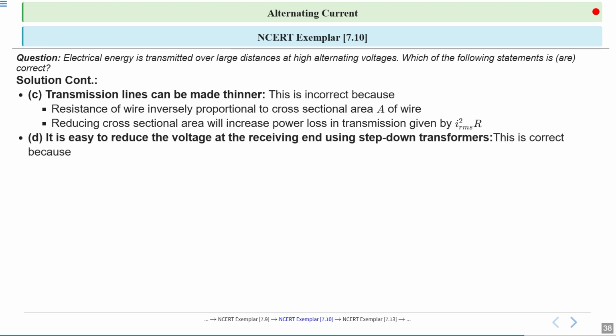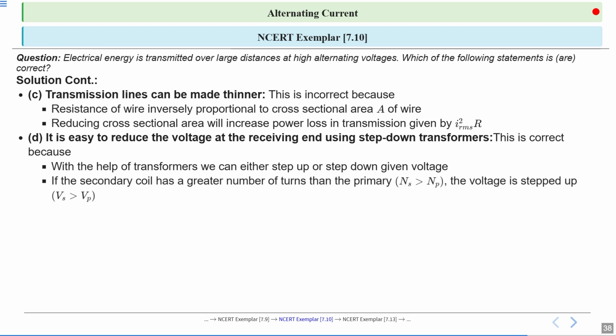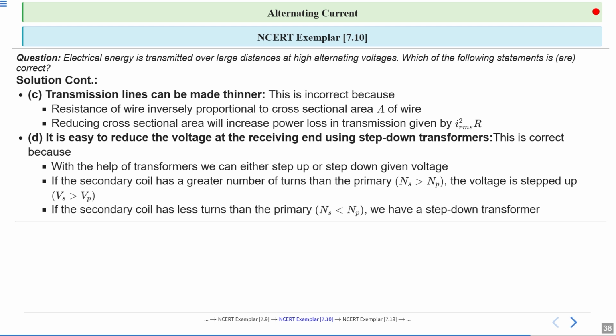Option D, it is easy to reduce the voltage at the receiving end using a step-down transformer. This is correct because we have discussed it. With the help of transformers, we can either step up or step down a given voltage. If the secondary coil has a greater number of turns than the primary coil, N_S is greater than N_P, the voltage is stepped up, that means V_S is greater than V_P. If the secondary coil has fewer turns than the primary coil, that is N_S less than N_P, then we have a step-down transformer.